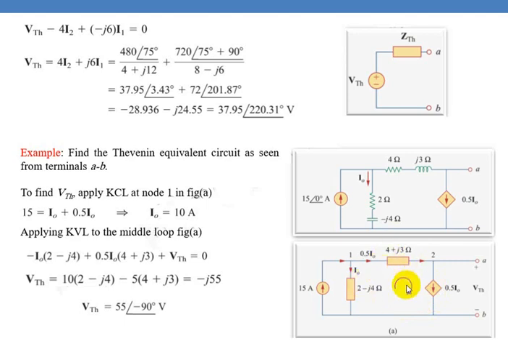First of all, you have assigned the current. You are traveling in the clockwise direction, so the current direction is marked. This end is plus, this end is minus. And here, this end is plus and this end is minus. Since you are using this current, the polarity will be this end plus and this end minus. So you can write this equation and find VTH. VTH will be equal to 55 at an angle of minus 90 degrees.